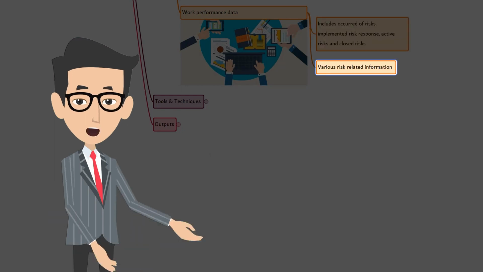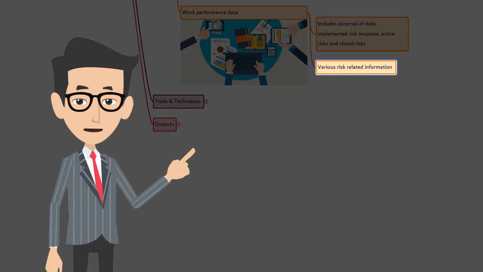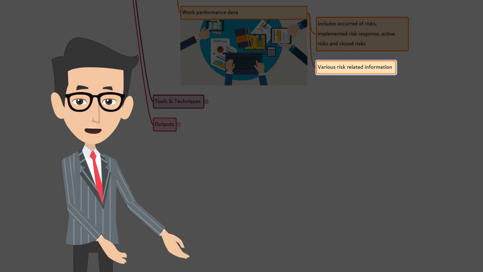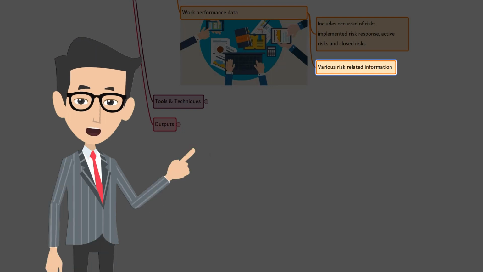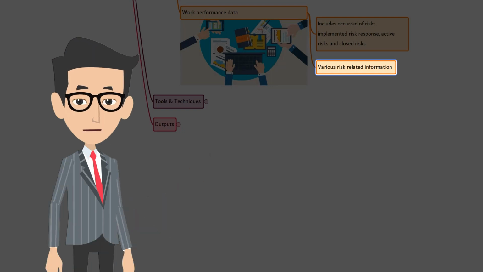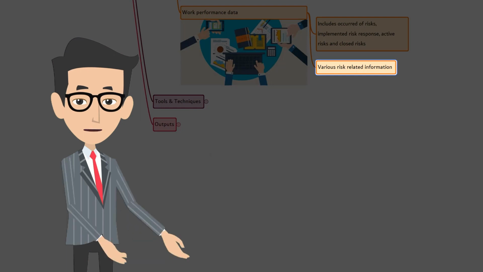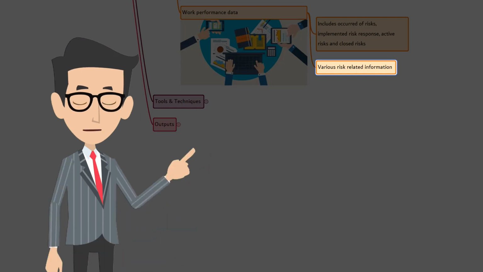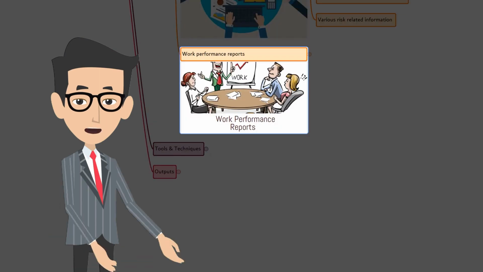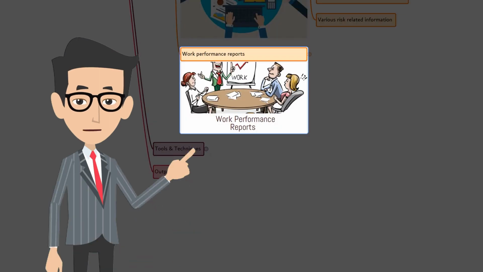In fact, as an output of project work, the raw data and measurements are produced, which is called work performance data. These work performance data are analyzed to evaluate the occurred risk, the risk response plans that are implemented, the number of risks, other details of risks such as active and closed, risk triggers, and the risk relationship with other variants. The fourth and the final input is work performance reports.